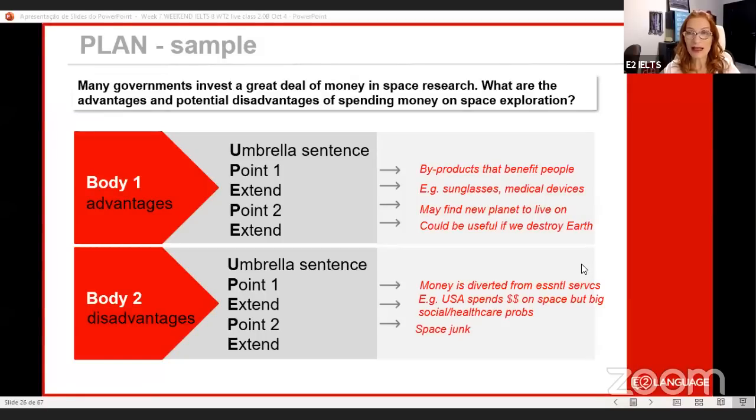Space junk, that's another issue. Dangerous and contaminating. Okay, so we have here. As you can see, once you have already decided the type of paragraph you're going to be dealing with, you plan accordingly so you're ready to sit and write now. Now, what is the umbrella sentence? For those of you who have already attended our classes and practiced a lot, what is the umbrella sentence?